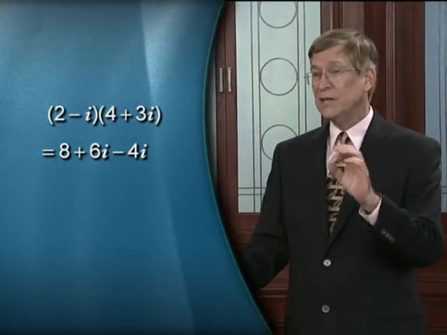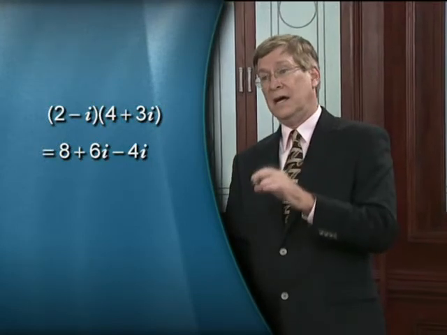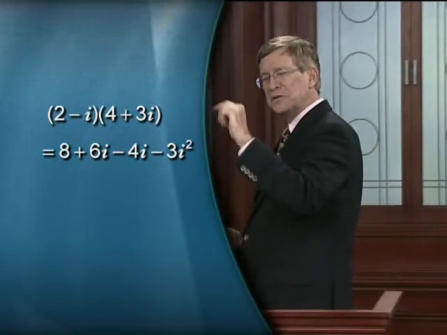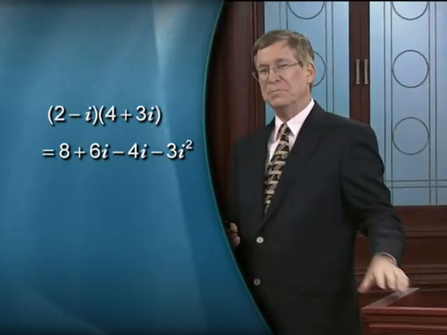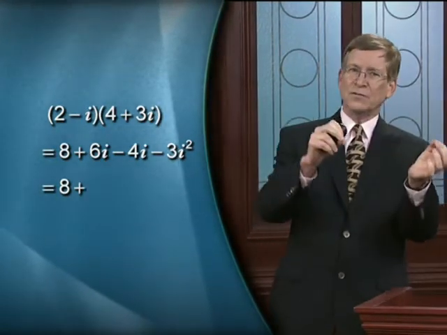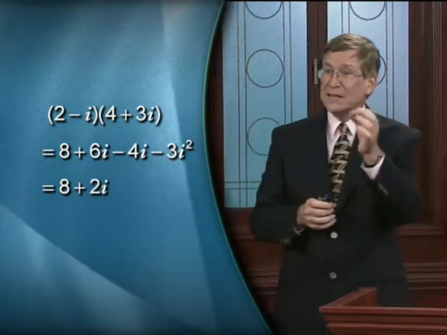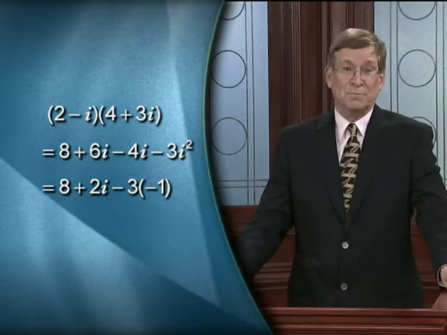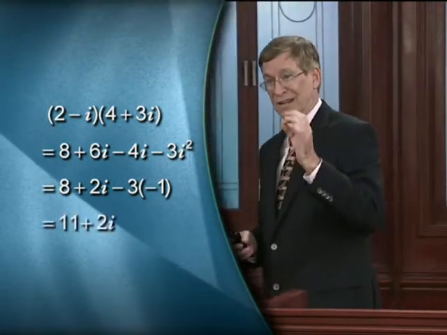And now comes the only tricky part. Minus i times 3i is minus 3i squared. But wait. i squared is minus 1, isn't it? So that's actually going to be a real number in a moment. So let's go to the next line. It's 8. 6i minus 4i is 2i. And then minus 3i squared is minus 3 times minus 1, which means plus 3. And so your final answer is 11 plus 2i. So the only thing to keep in mind here is when you multiply complex numbers, whenever you see i squared, replace it with minus 1.